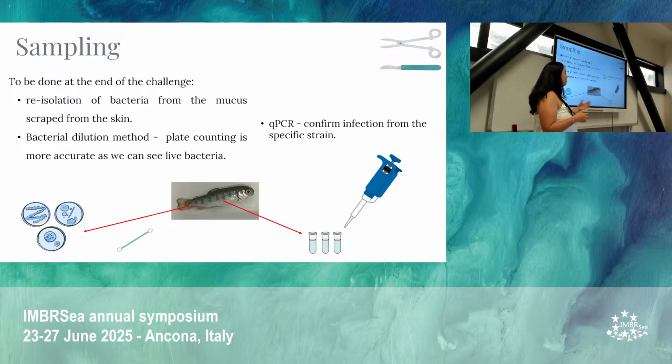So I want to do bacterial reisolation, and I want to do live bacteria plate counting, which you cannot see with qPCR because that also counts the dead bacteria. And this is done by taking swab samples or mucus samples from the fish once they have been euthanized, and having the bacteria grow and then counting again to see the amount of colony forming units that were on the host skin. And with the qPCR, I want to confirm that the bacteria that I'm seeing is the specific strain that I gave them, and not something that might have grown in the stressful situation or just that they already had themselves.